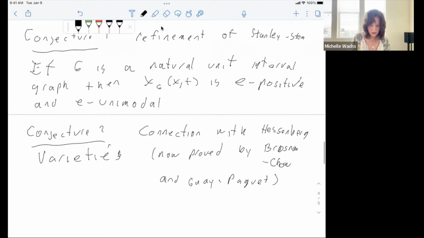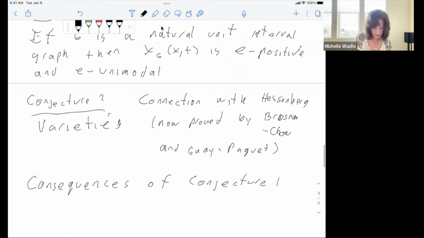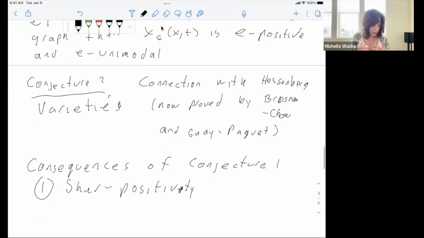So I'm going to focus on conjecture 1. Consequences of conjecture 1. Well, John talked about Schur positivity. E-positivity implies Schur positivity, so that would be some evidence of E-positivity. John talked about a proof involving P-tableaux.